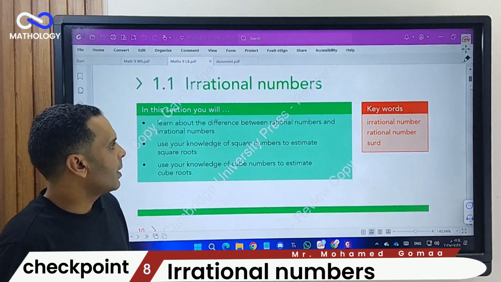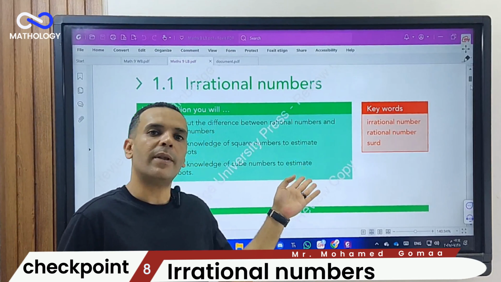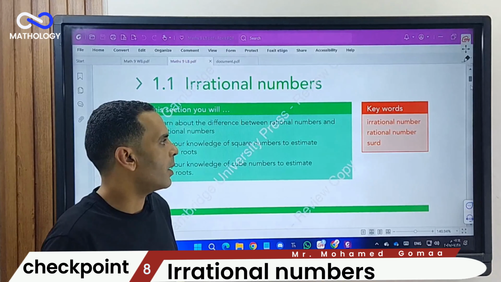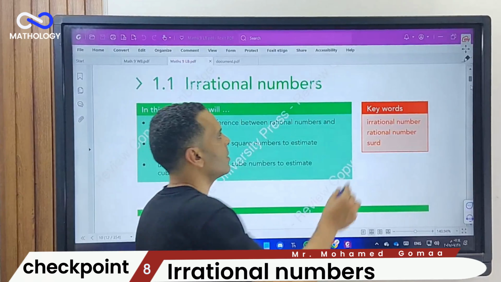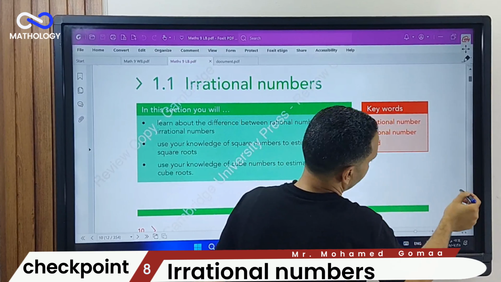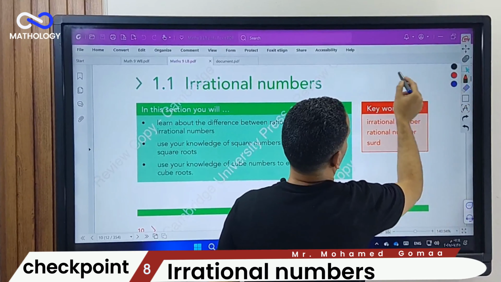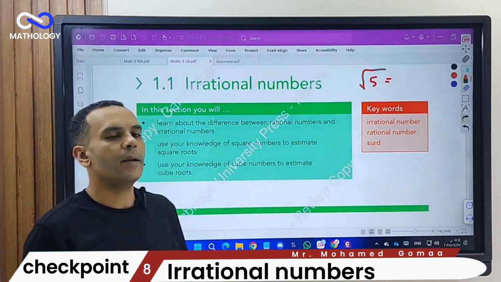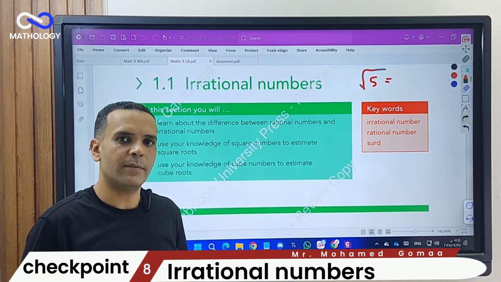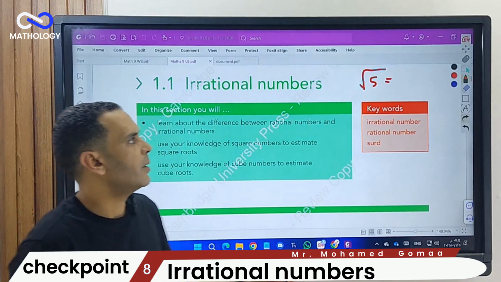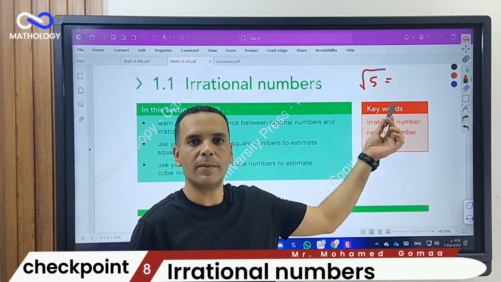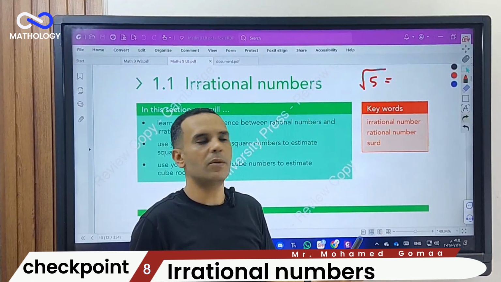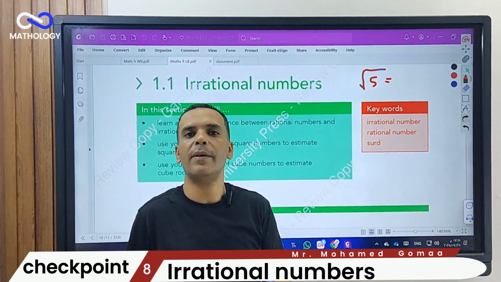As I said, square root of 9 equals 3, cube root of 8 equals 2. All of these are rational numbers. What about the square root of 5? Is there a number multiplied by itself that equals 5? Of course, no. So this number is called irrational. If you find a number multiplied by itself equals 5, we can say the square root of 5 is rational.